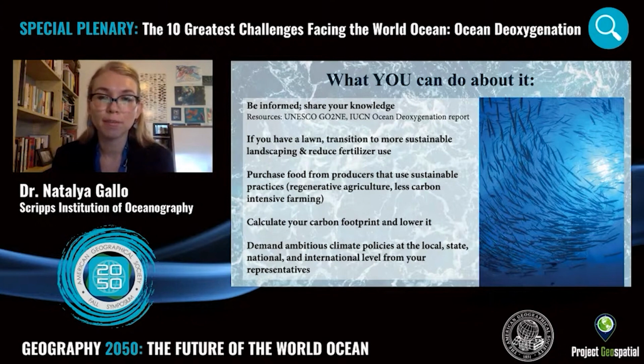These include transitioning away from fertilizer-hungry lawns, calculating and lowering your carbon footprint, and making purchasing choices that support more sustainable food production practices. But personal choices only get us so far. Sound and ambitious climate and watershed management policies are necessary to prevent and manage further ocean deoxygenation. Be active and demand ambitious policies from your representatives at the local, state, national, and international levels.